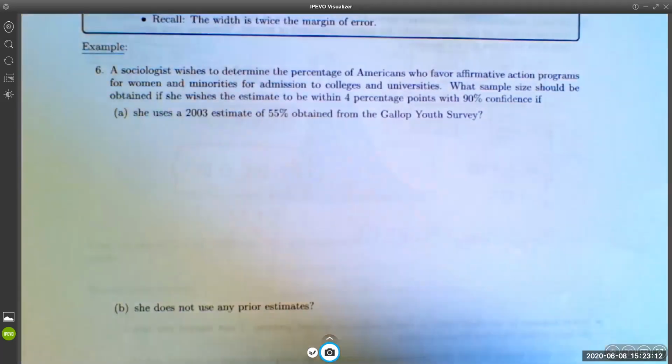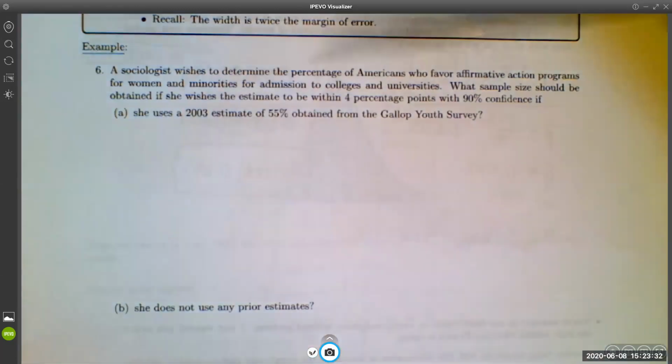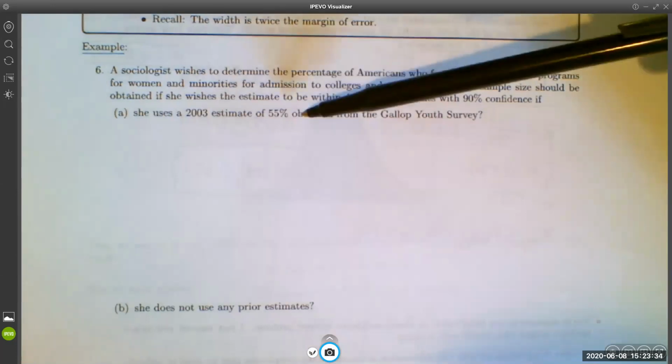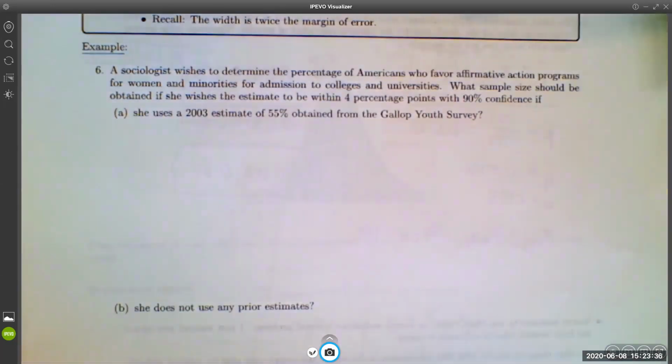Anyway, it says a sociologist wishes to determine the percentage of Americans who favor affirmative action programs for women and minorities for admission to colleges and universities. What sample size should be obtained if she wishes the estimate to be within 4 percentage points with 90% confidence if she uses a 2003 estimate of 55%, or if she does not use any prior estimate? So let's do part A first.